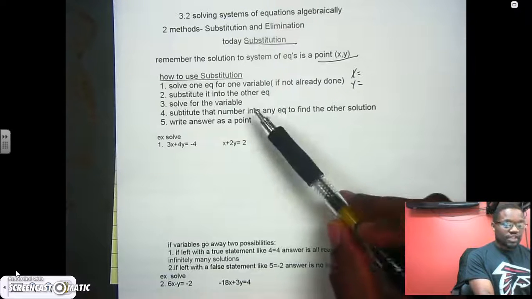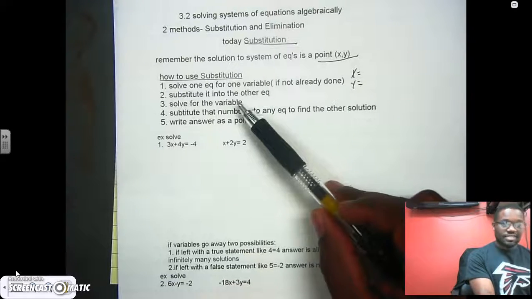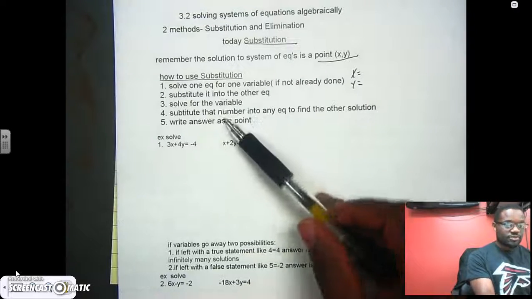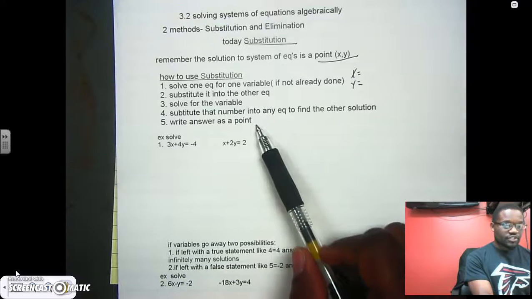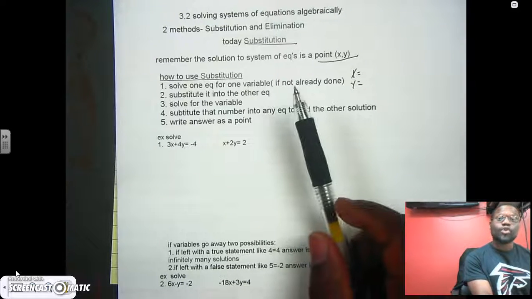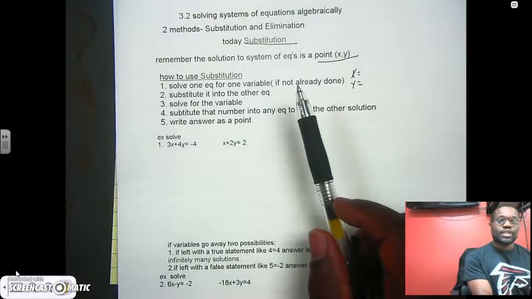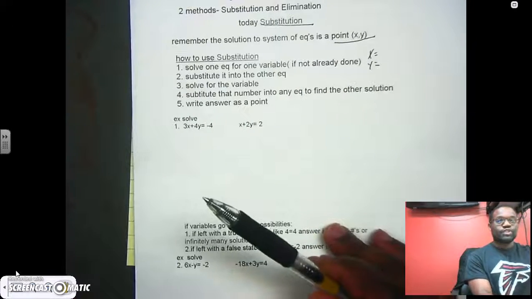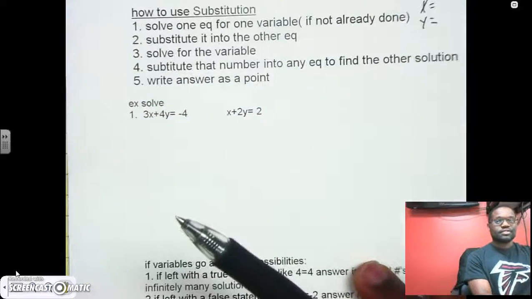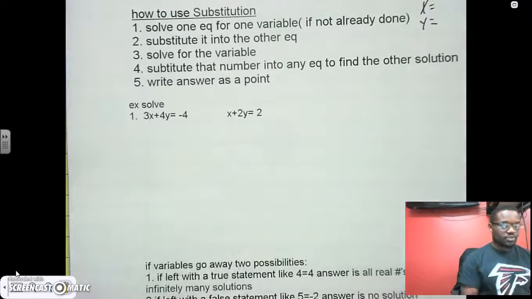And then you solve for that variable. Once you get that, you got to substitute again. So actually there's two substitutions. Substitute your answer into one of your equations and you'll find the other solution or coordinate. And you write your x coordinate and your y coordinate as a point. And so let me actually go through that so you can see the process. I'm going to try to solve doing substitution here.